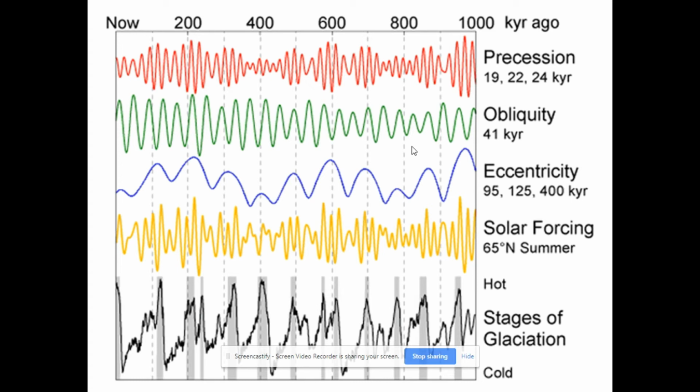Eccentricity, okay, the 95,000 and 400,000 year cycles. So here's 400,000 years. We start at this point here, we come to this point here, that's approximately 400,000 years. Each vertical dashed line represents 100,000 years. So if you look from here to here, that's about the 95,000 that they're referencing here.